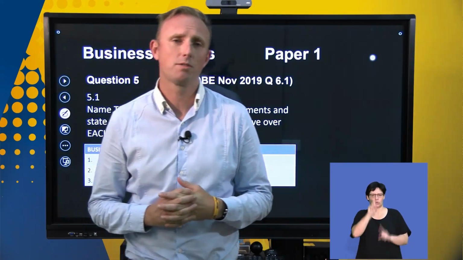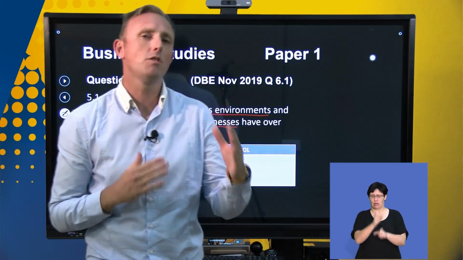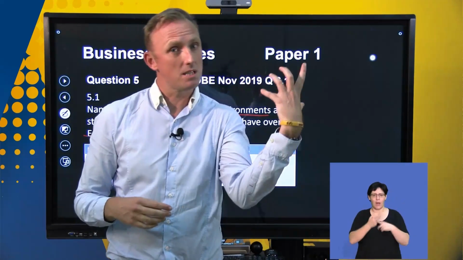Welcome back, Matrix. We're going to be going over some more questions from your paper 1. First question we're going to go over is: name 3 types of business environments and state the extent of control businesses have over each of these environments. Now, this is quite a tricky question, because a lot of you get confused between business environments and business sectors. So you need to make sure that you understand the difference between the two.